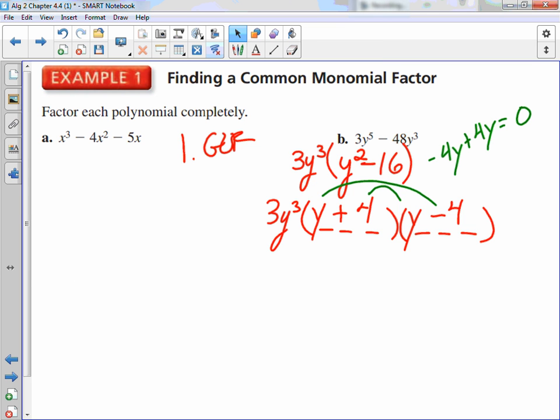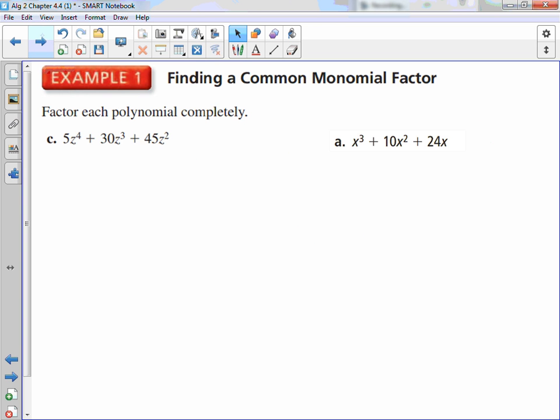Any questions on these first two here? Any questions on these first two problems? Okay. Let's look at this next one here.